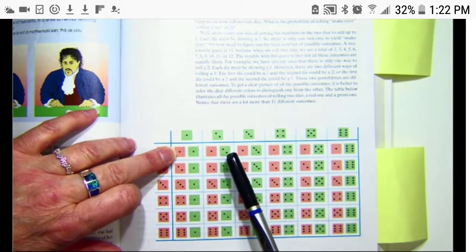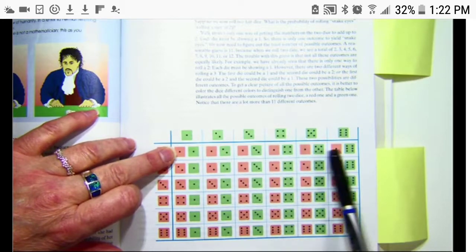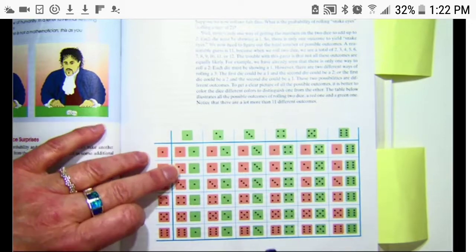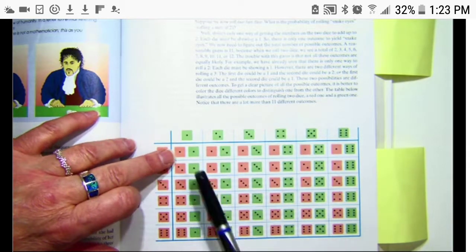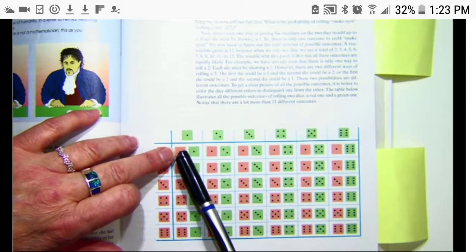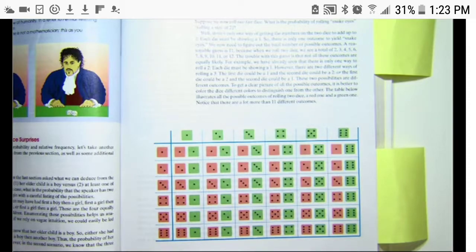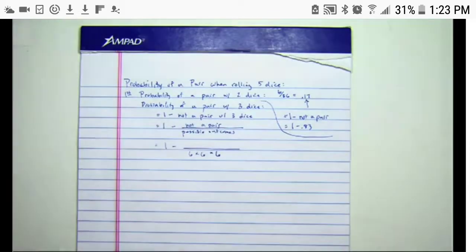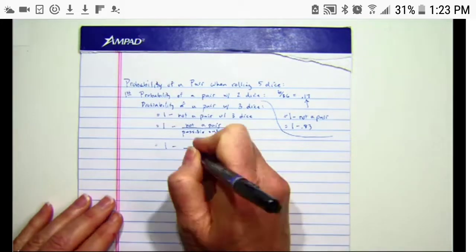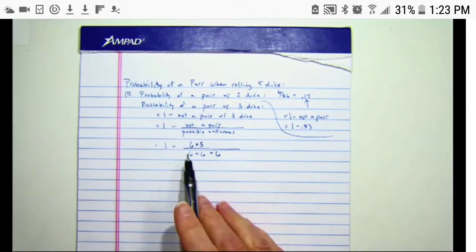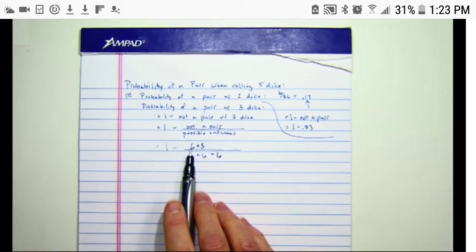Similarly for each one of the red dice. So every time you pick one of the 6 options for the red dice, the green dice has to be one of the 5 other options possible. So if your red dice is a 1, then your green dice can't be a 1. It has to be 2, 3, 4, 5, or 6. So each red dice has 5 different options to go with the green dice, and that's how we got those 30 options that were not pairs.